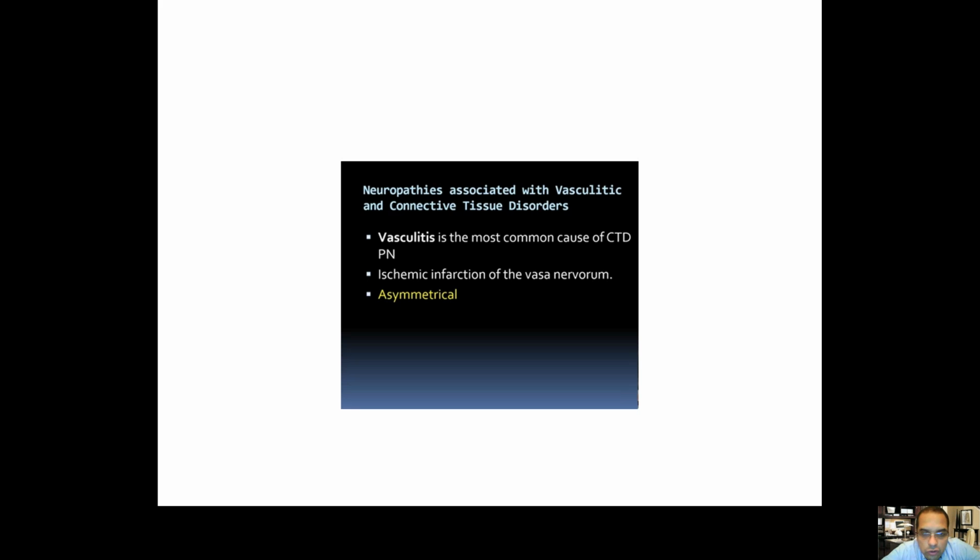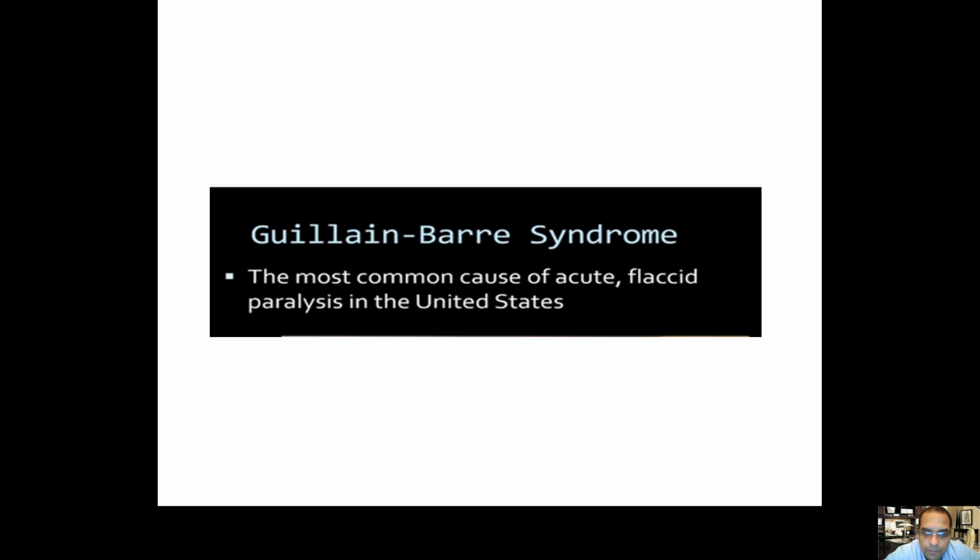Now, neuropathy is associated with vasculitis and connective tissue disorders. We know that vasculitis is the most common cause of connective tissue disease polyneuropathy. This usually happens due to ischemia and infarction of the vasa nervosa. And as you see, it's not symmetrical, so it's not necessarily the median nerve affected on the right side and the median on the left side. It is asymmetrical and can involve different nerves, which is what's called mononeuritis multiplex. The key to thinking about vasculitis is that the nerve involvement is patchy, not contiguous, not adjacent to each other, and there are other accompanying manifestations.